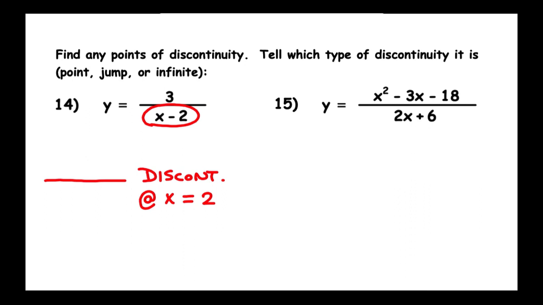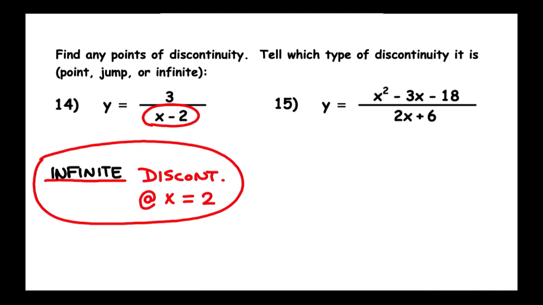Now, since we can't factor the numerator, after all, it is just a 3, there's no way to cancel another x minus 2, numerator and denominator. The x minus 2 in the denominator is just there. We're stuck with it. And so that's going to make this infinite discontinuity. This will turn into a vertical asymptote there.